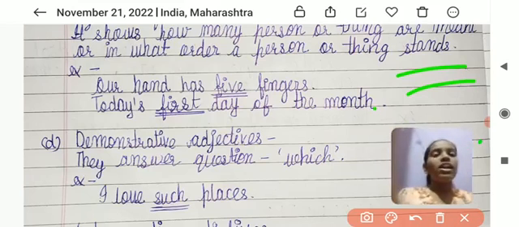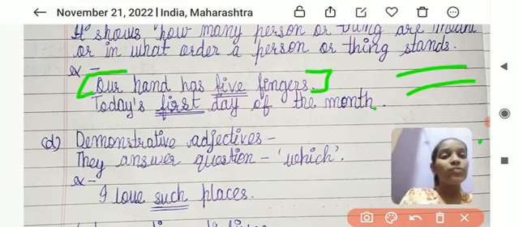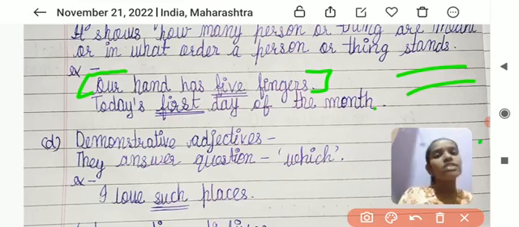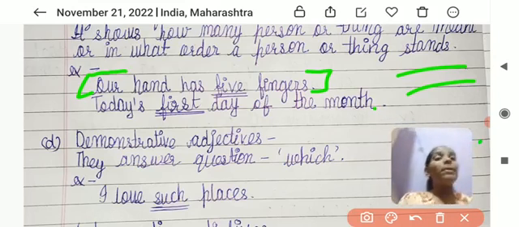So let's see. The example is: our hand has 5 fingers. We can say our hand has fingers, but how many fingers does our hand have? Yes, it has 5 fingers. So it shows a particular number. We don't say I have some fingers. If it was some, then it would be an adjective of quantity. But here it is 5. It shows the exact number and hence it is an adjective of number.